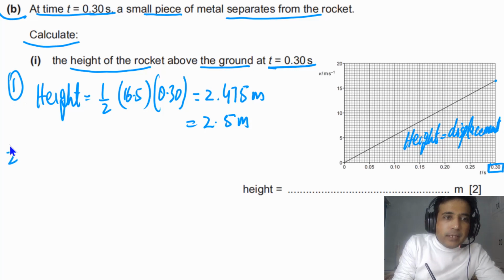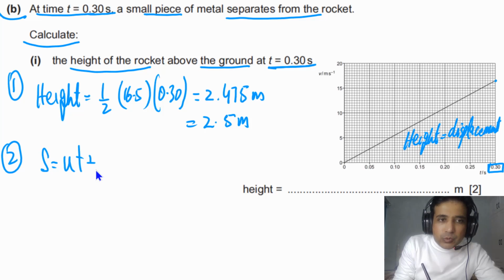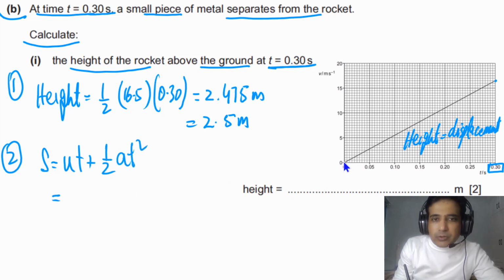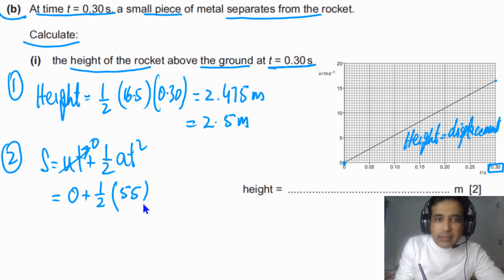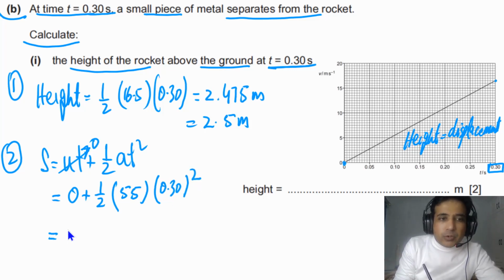And the alternate method is you can use the formula S is equal to UT plus 1/2 AT squared. So in this case, initial velocity is 0. So it means this term is equal to 0. Plus we have 1/2, A is 55. Acceleration of the rocket we have calculated, that was equal to 55, and the time taken is 0.30 seconds, squared. If we solve this, our answer will be equal to 2.5 meters. So this is another way you can calculate the height of the rocket.